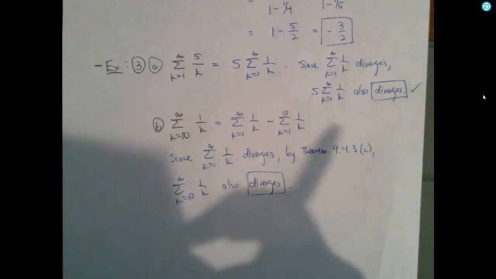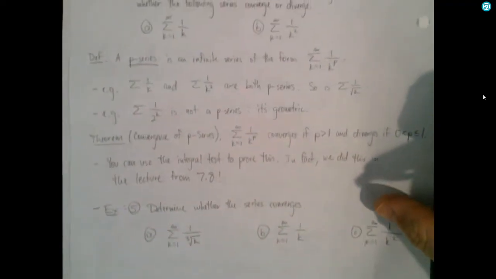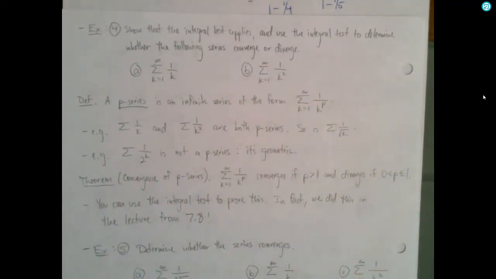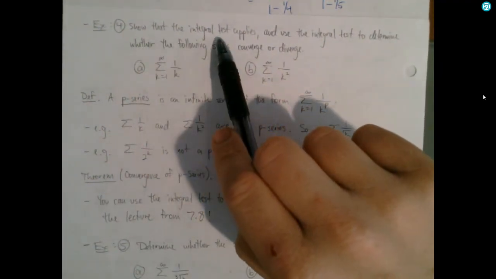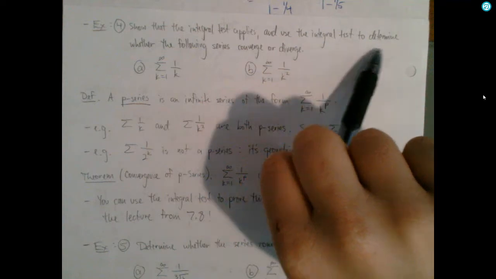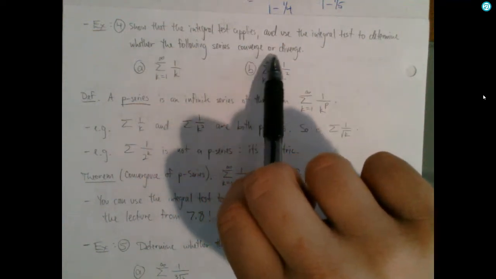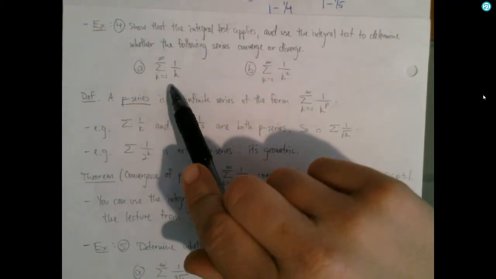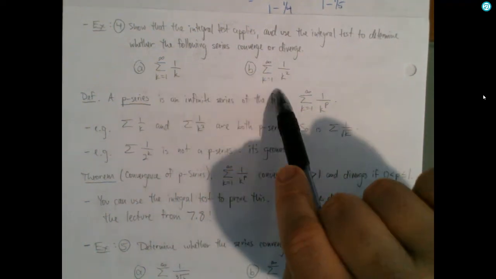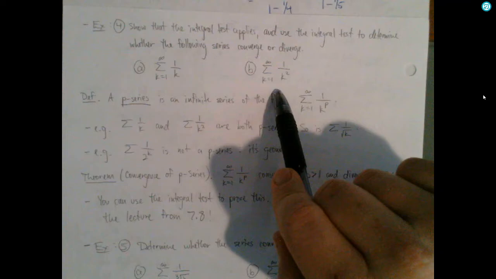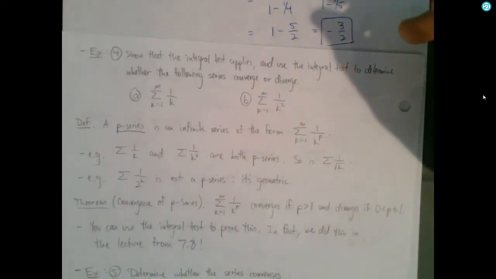Let's prove some stuff using the integral test. Example 4 says, show that the integral test applies, and then use the integral test to determine whether the following series converge or diverge. We'll do this with the harmonic series, which we already know diverges, and then with this other series, 1 over k squared, and see what happens there.